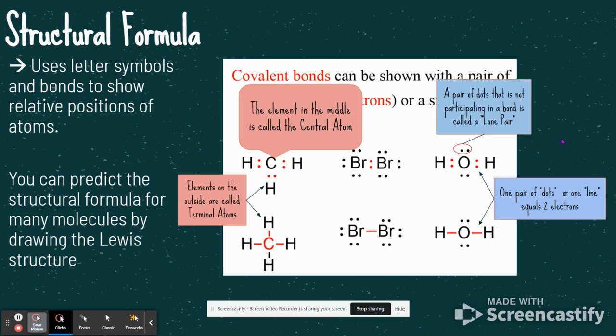All right, and then I also want to define dots that are not participating in a bond. They have a name as well. They're called lone pairs. Anytime we're talking about lone pairs of electrons, these are ones that already came with the element. They came with their valence count, and we're going to give those back to that element. They are not participating in a bond. They're called lone pairs of electrons. And we'll look more into that a little bit later.